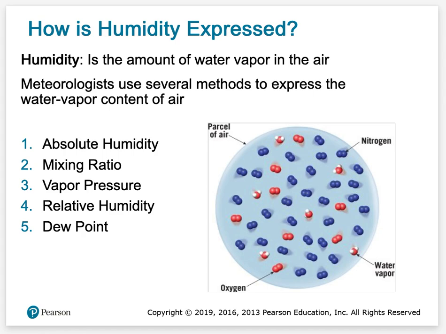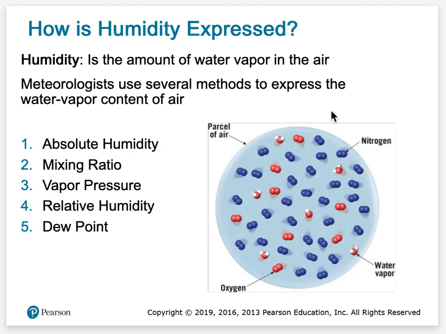Let's look at how humidity is expressed. Well, let's first look at the definition of humidity, and humidity is the amount of water vapor in the air. And meteorologists use several methods to express the water vapor content of the air. So these methods are absolute humidity, the mixing ratio, vapor pressure, relative humidity, and dew point temperature.